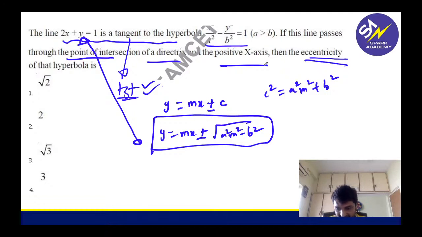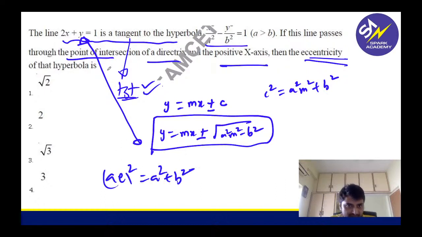This also you can take, right? I'll get something like AE whole square equals A square plus B square, if you take the point of intersection of directrix and x-axis. So this you know, this you know, 2 equations, 2 unknowns, you can just find it. Easy. Correct?